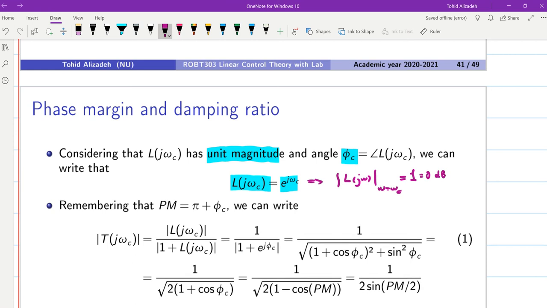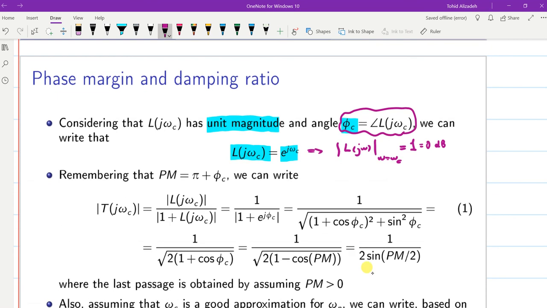We already have it. And we have some phase for our L of j omega c indeed. We can refer to it as phi c, and over here it should be e to the power of j phi c. And we also remember that the phase margin is equal to pi plus this phi c, the angle of L where we have amplitude equal to 0 dB.